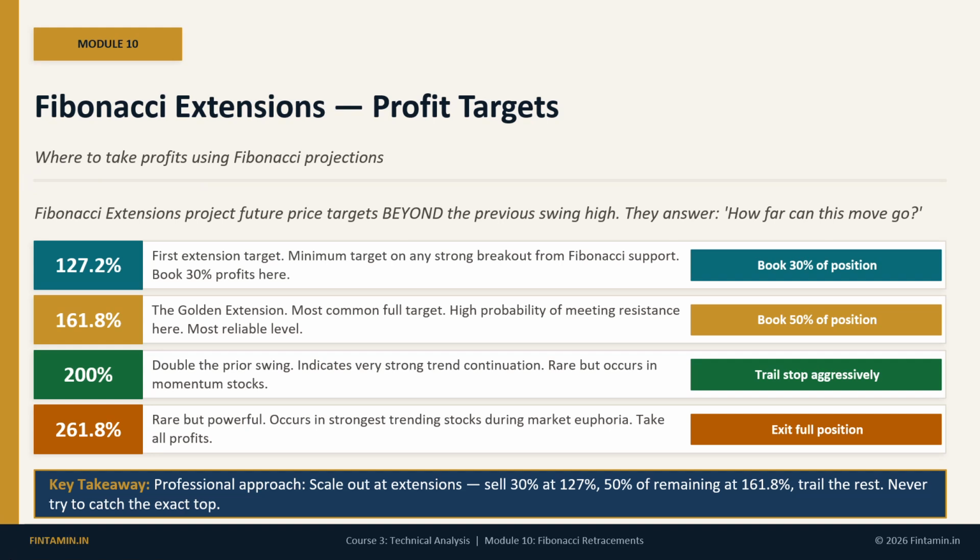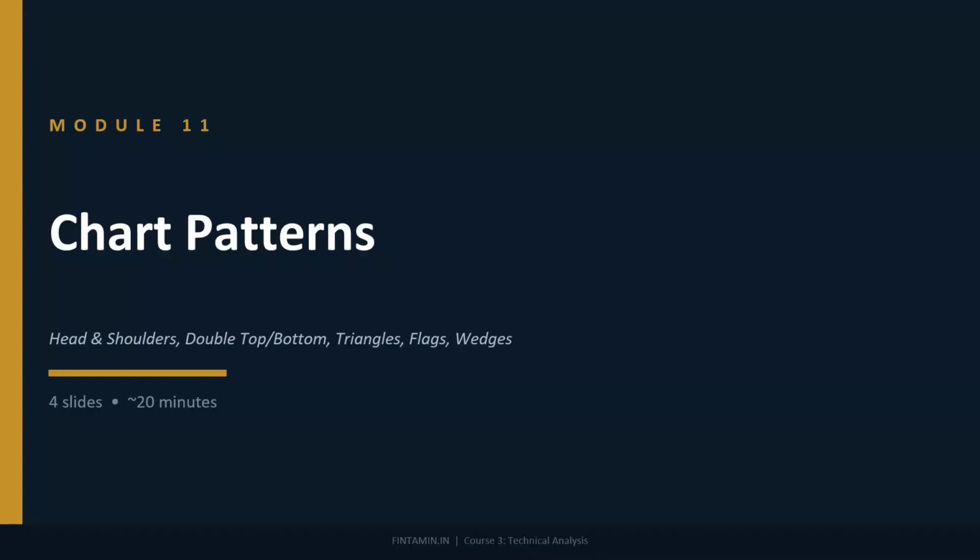Now let us learn the major chart patterns that signal large directional moves in module number 11, that is chart patterns. These are the formations that price creates over weeks and months. They are reliable because they represent psychological battles between buyers and sellers playing out the same way across different markets, different eras, and different instruments.